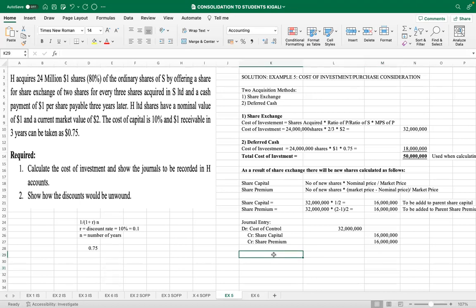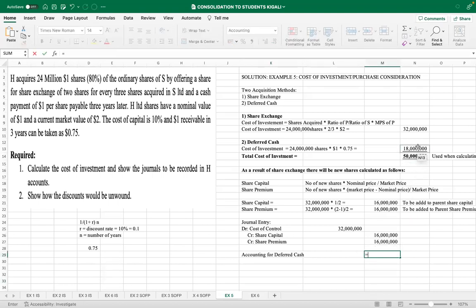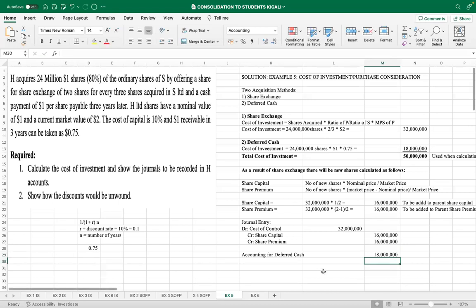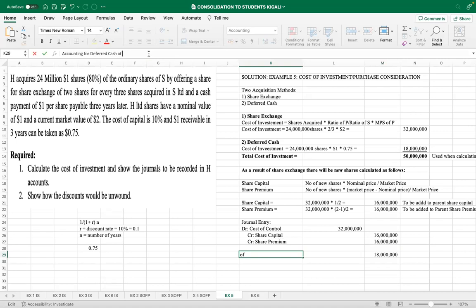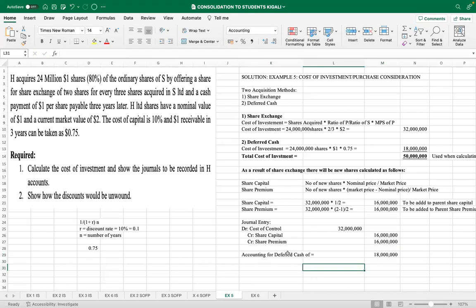So let's continue. That was share exchange. Now, also for deferred cash, how do we account for deferred cash? First of all, we have found that the deferred cash is 18 million. So how do we account for deferred cash?